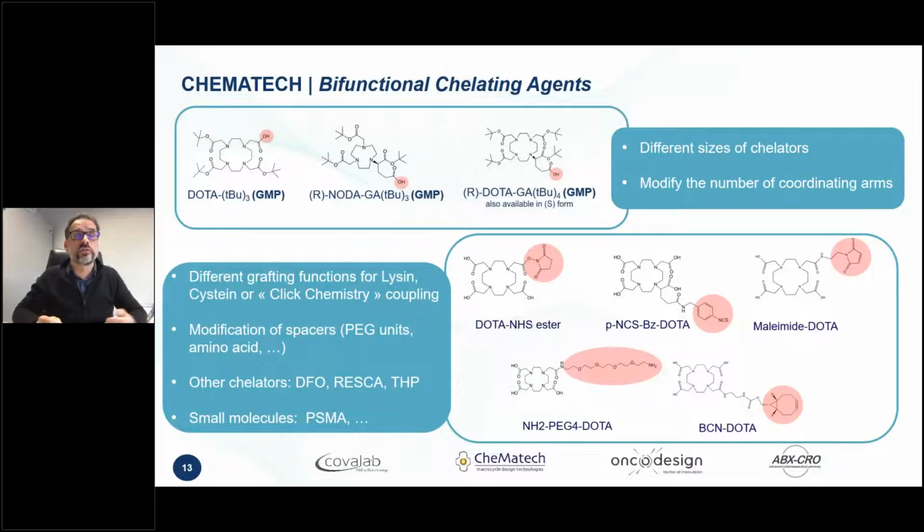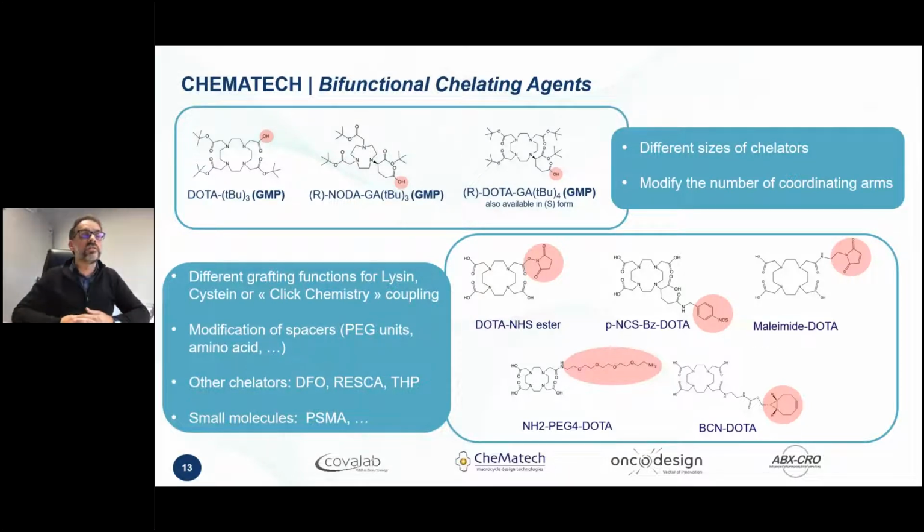Two of the most used are the NHS and NCS groups, which target lysine or, more generally, primary amines. But if you want to attach the chelator onto a cysteine, you will have to use a maleimide group. You can also use a click chemistry function like this DBCO-DOTA, which is often used for the site-specific bioconjugation of antibodies, like in the Covalab technology, for instance. A spacer can also be added, such as this PEG4 linker. Addition of such a moiety usually improves the in vivo retention time of the tracer.